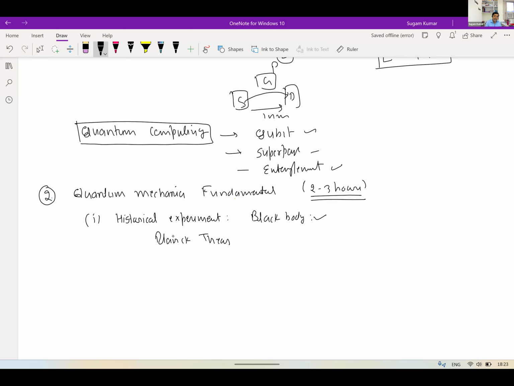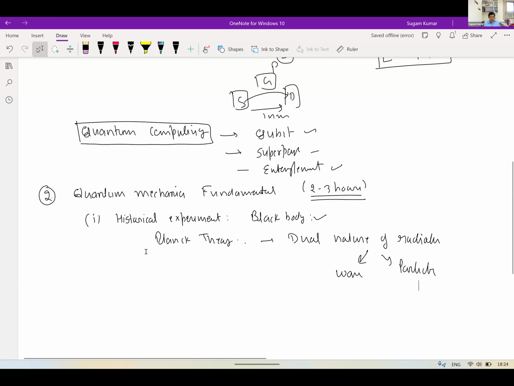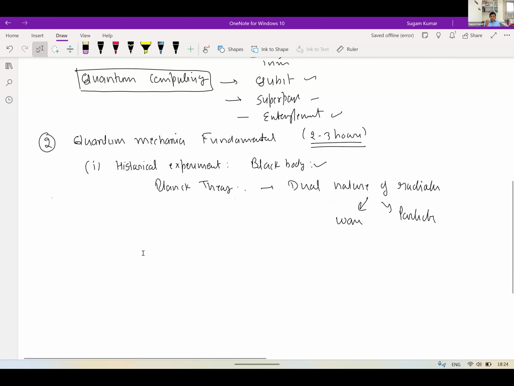So Max Planck, to explain this black body spectrum, came up with the concept that EM radiation is not behaving like a wave, but like particles. This gives the dual nature of radiation. It behaves like a wave and also like a particle. We always say this is the birth of quantum mechanics, but of course this gave only the initial trigger. Actual quantum mechanics started after this, with the de Broglie hypothesis.